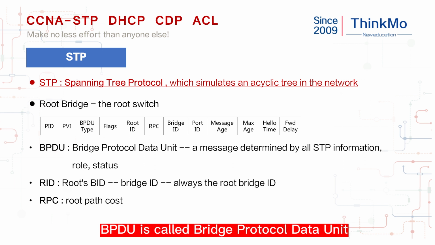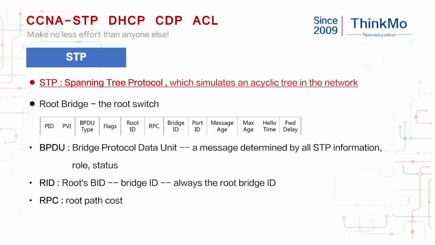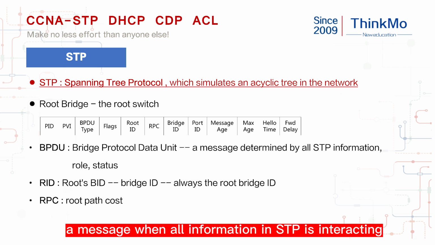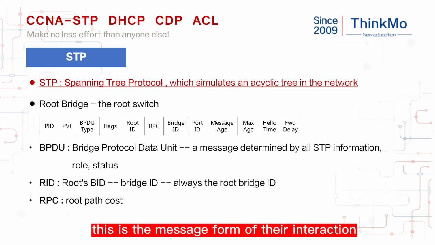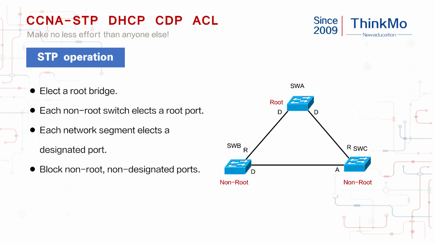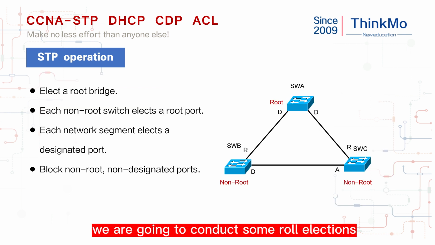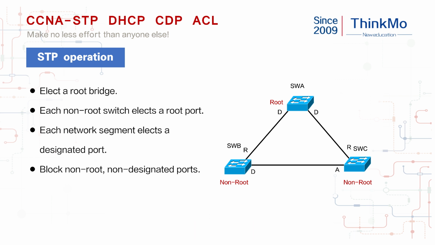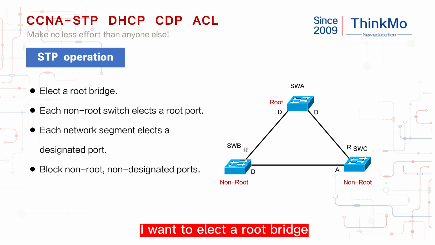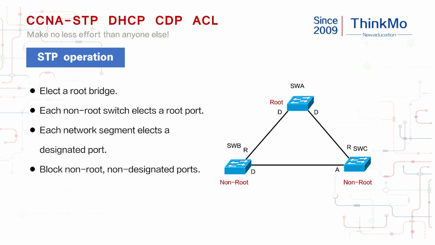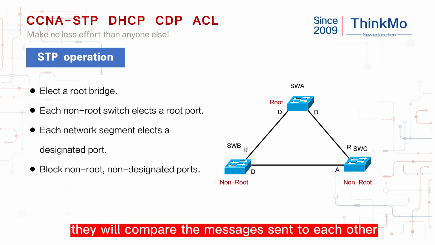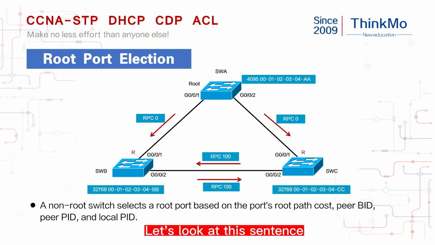BPDU is called Bridge Protocol Data Unit. That is the message used when all information in STP is interacting. This is the message form of their interaction. In the future, we are going to conduct some role elections. For example, I want to elect a root bridge, root port, and designated port. You can see it here. They will compare the messages sent to each other.